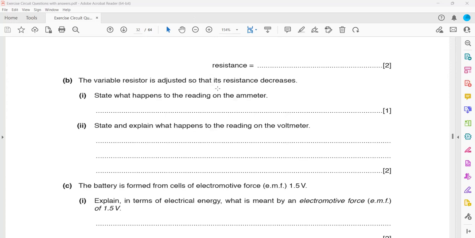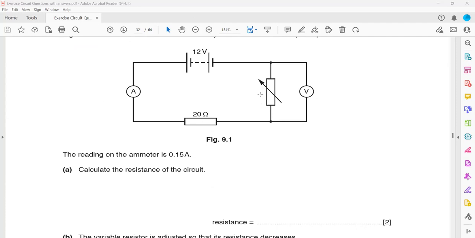The variable resistor is adjusted so that the resistance decreases. What happens to the reading of the ammeter? Look, the total resistance of this circuit equals the resistance of 20, like R1, plus the resistance of the variable resistor R2. They are saying that we reduce the resistance of the variable resistor. So the combined resistance of the circuit will decrease. What happens to the reading of the ammeter? What happens to the current in the circuit? Will it increase, decrease, or stay the same?